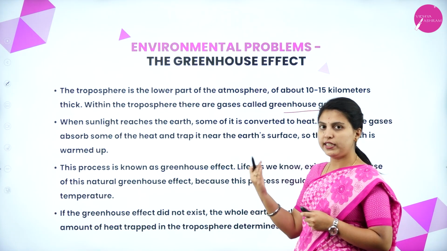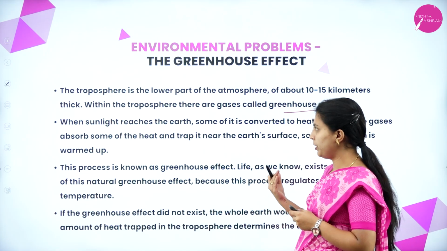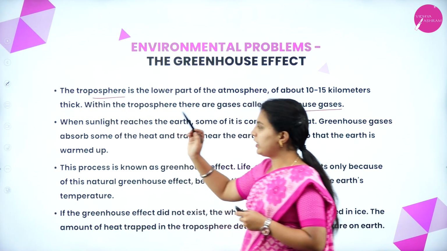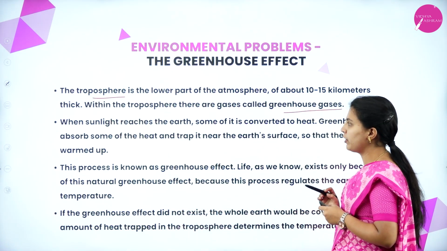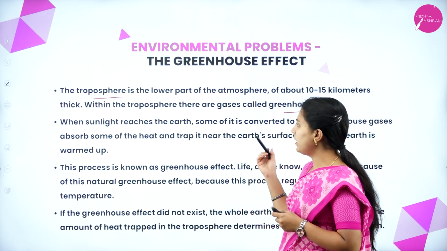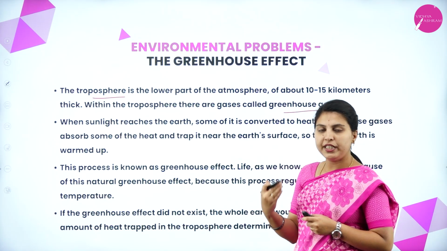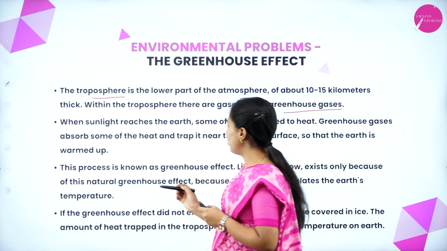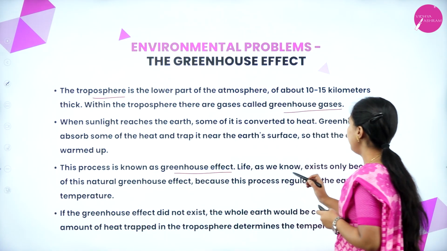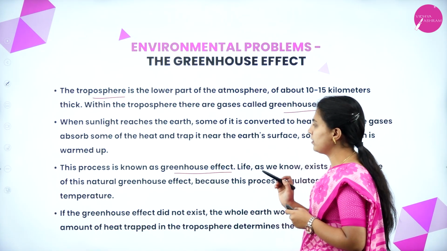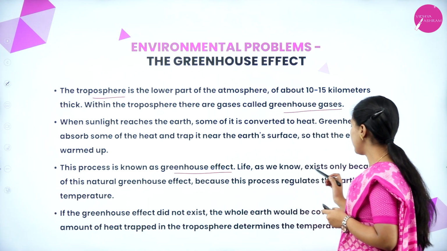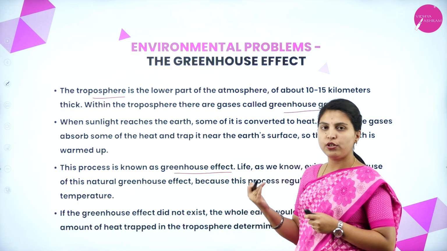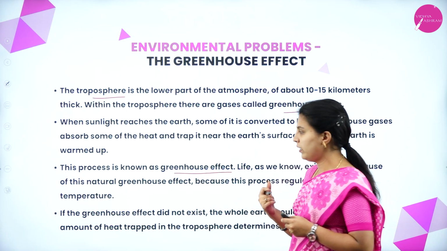Outside the earth, a layer about 10 to 15 kilometers thick is formed, which is called the troposphere. Within the troposphere greenhouse gases are present. When sunlight reaches the earth, it penetrates through the troposphere so that the earth gets warmed up. This is known as the greenhouse effect. Life as we know it exists only because of this natural greenhouse effect, because this process regulates the earth's temperature. This is the normal greenhouse effect, in which we need both heat and light from sunlight.